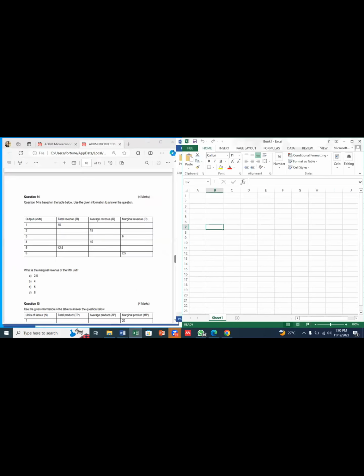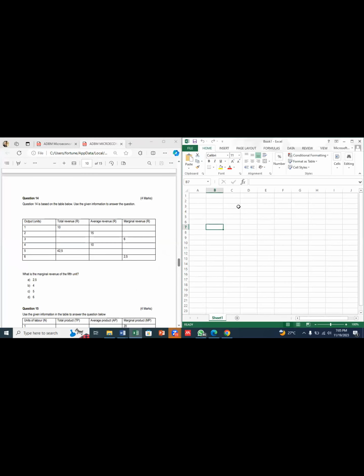All right. So we have the output, the total revenue, I'll just say TR, with the average revenue AR, then the marginal revenue, and then the quantities 1, 2, 3, 4, 5, 6. Then there we have 10. We stated 10 again there, 10 again there.